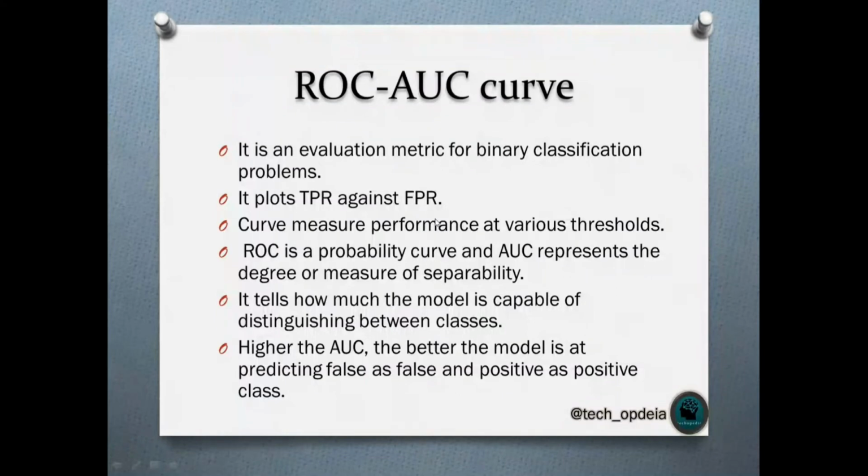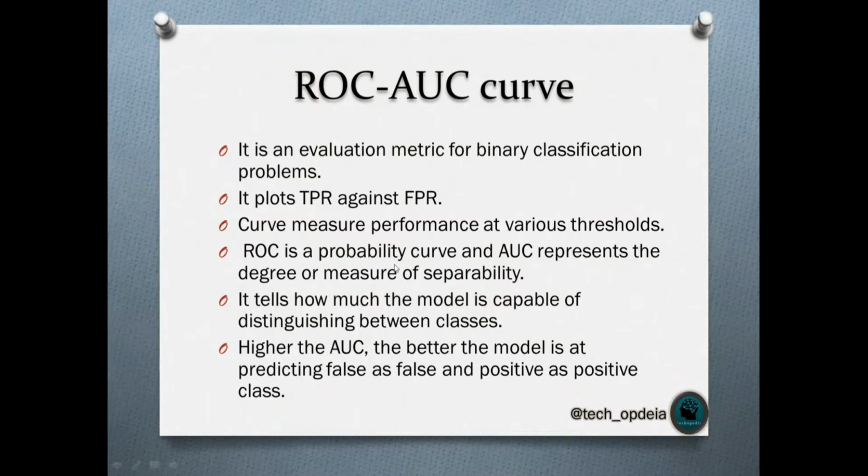Now you might wonder, what is TPR and FPR? TPR is true positive rate and FPR is false positive rate. You can watch my previous video on confusion matrix and sensitivity and specificity, so you can get a clear idea what TPR stands for and what FPR stands for. This curve measures the performance of our model at various thresholds.